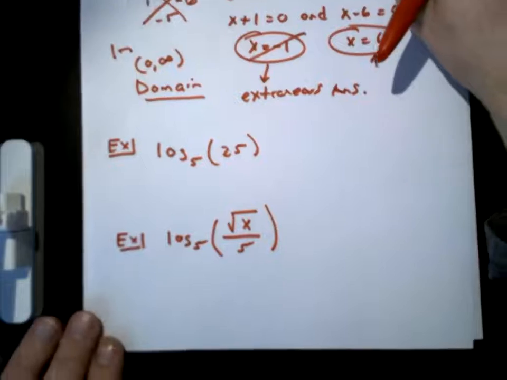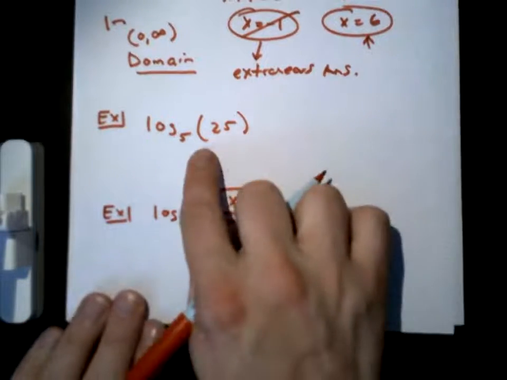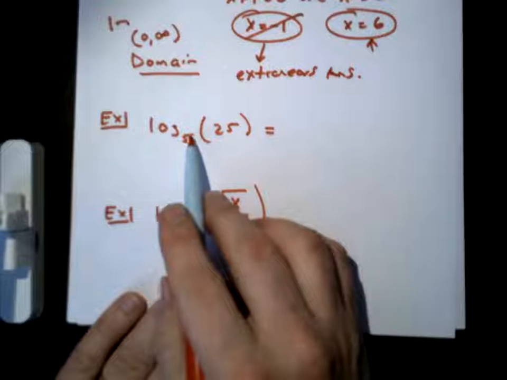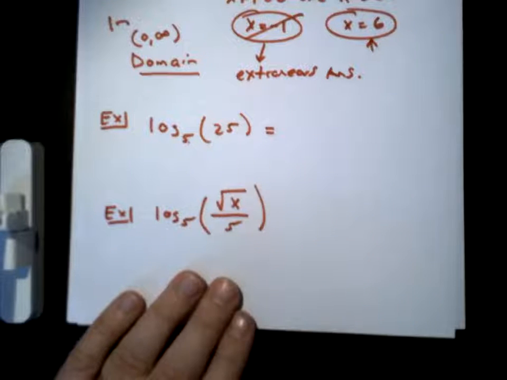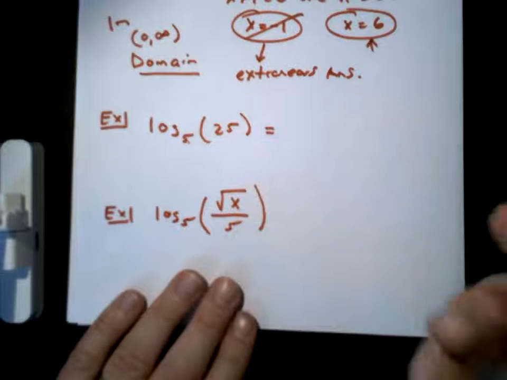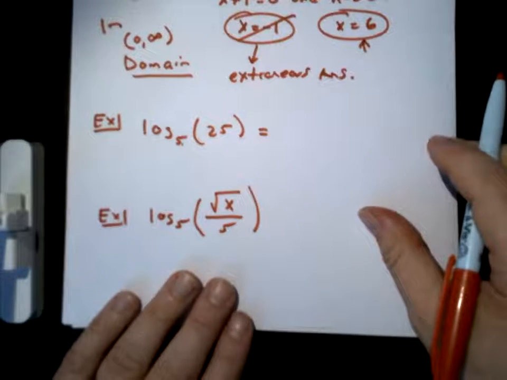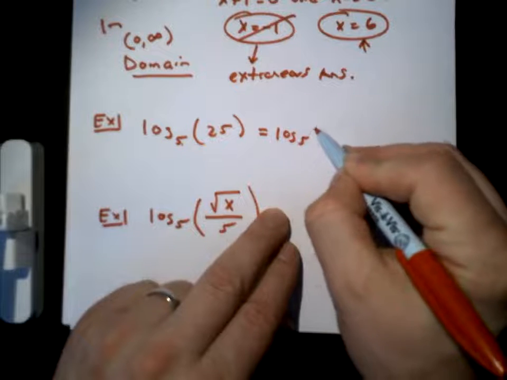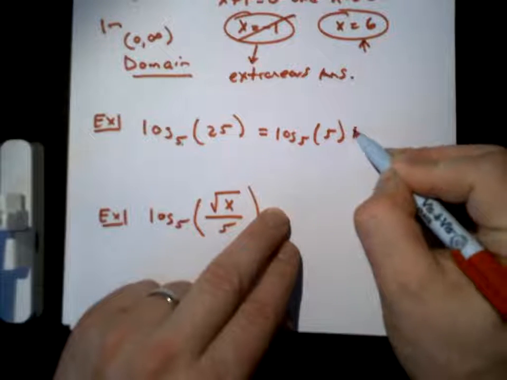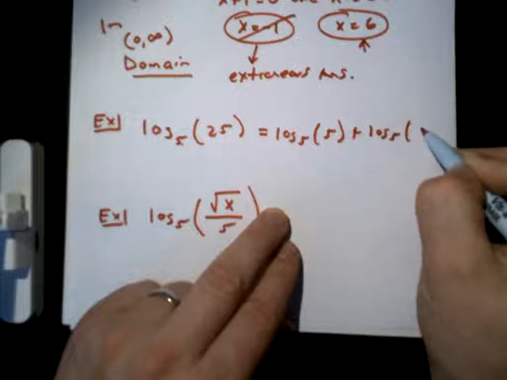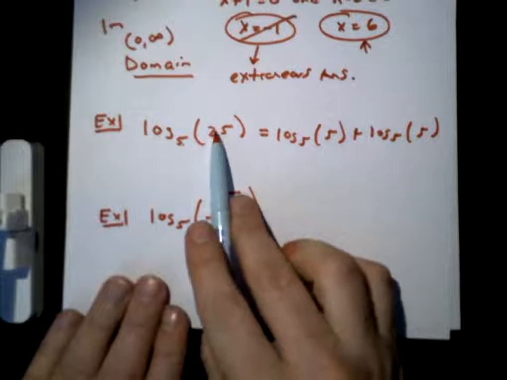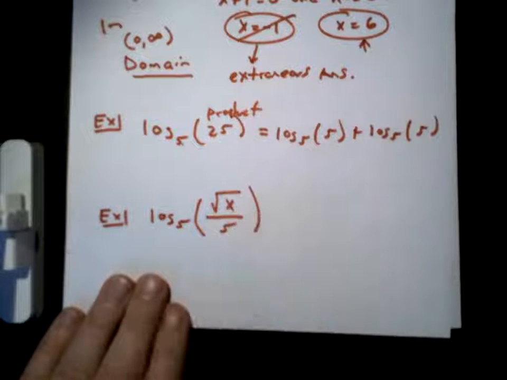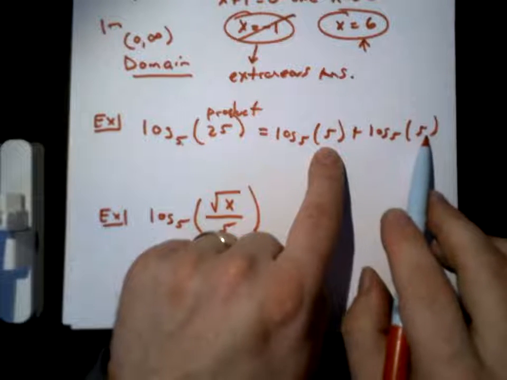So we have two problems here. Now this one, you're probably thinking, I can do this. I know that 5 to what power gives me 25. That's awesome. But let's see if we can just break it down a little bit. So this is going to be log base 5 of 5 plus log base 5 of 5. Now remember, this is a product. 25, that's 5 times 5.